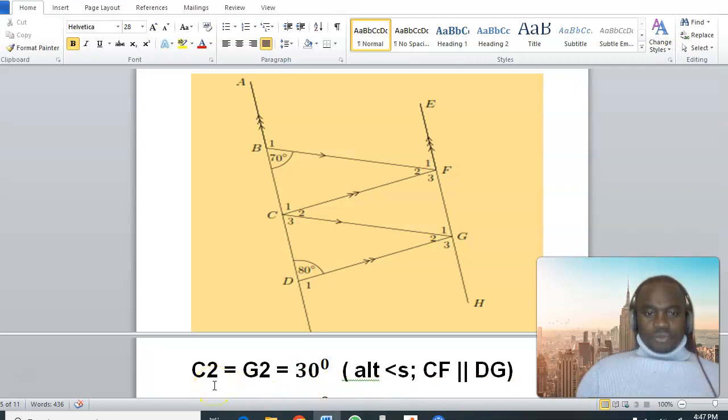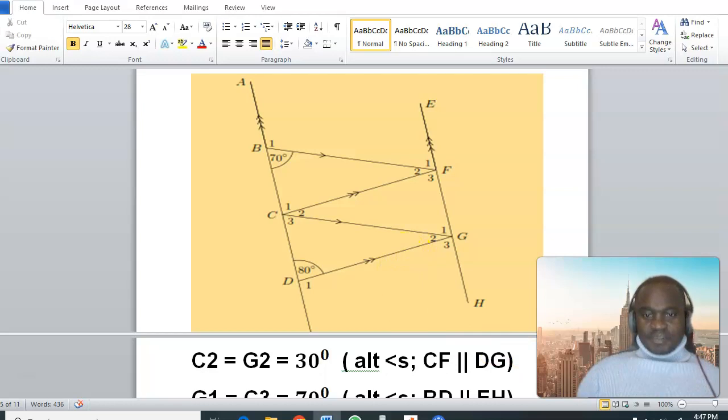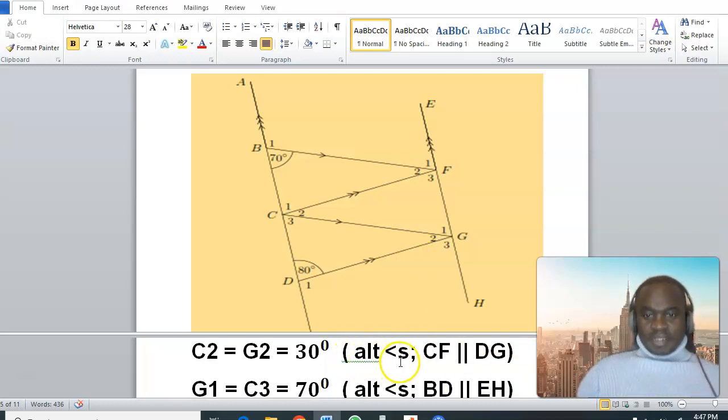Now C2 is equal to G2. Where is C2? C2 is equal to what? G2, because they alternate. This angle should be equal to this angle. C2 should be equal to G2, because CF is parallel to DG and is equal to 30 degrees. It means this angle F2 is 30 degrees, is equal to C2 30 degrees, G2, all of them are equal to 30 degrees. So that's alternate angles. CF is parallel to DG.